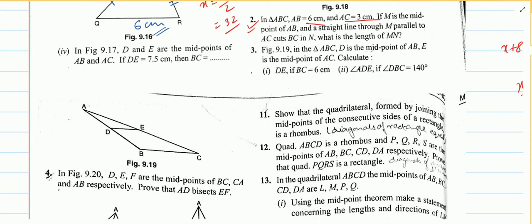Now let us see question number 3. Question number 3 is figure 9.19. In the triangle ABC, D is the midpoint of AB and E is the midpoint of AC. Calculate DE if BC is 6 centimeter, and calculate angle ADE if angle DBC is 140. So this is the triangle ABC, D is the midpoint of AB and E is the midpoint of AC, so this is equal to this, and this is equal to this. You can see D and E are the midpoints.